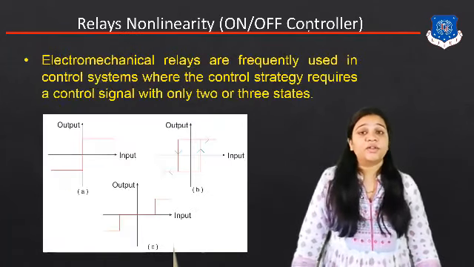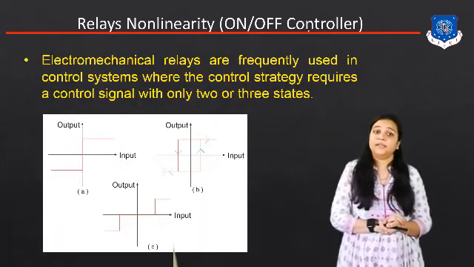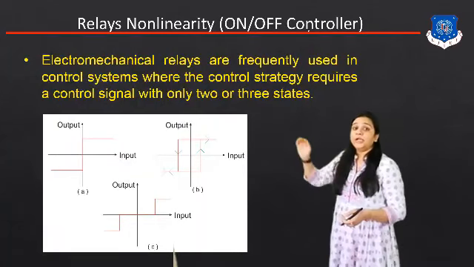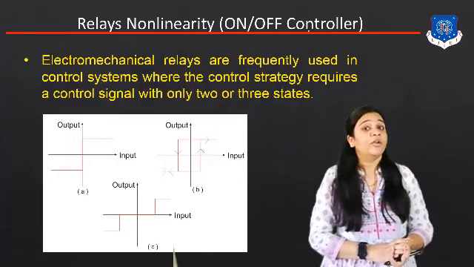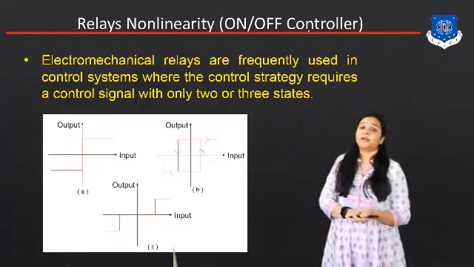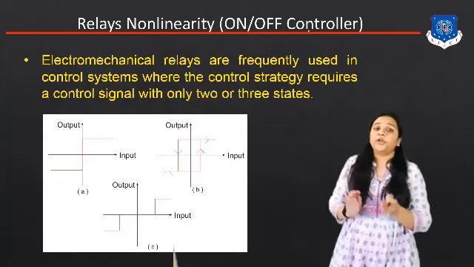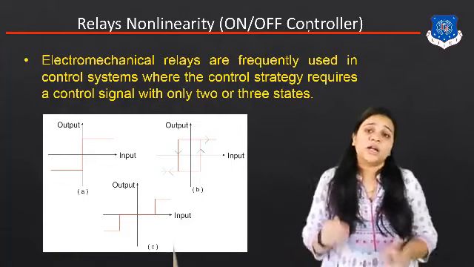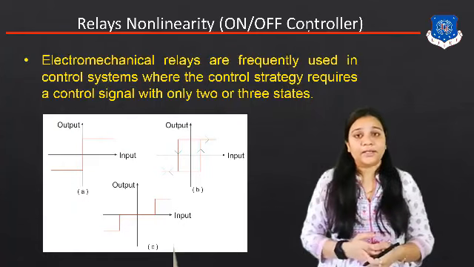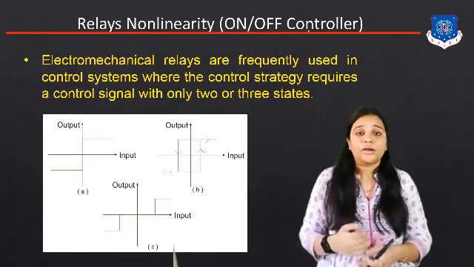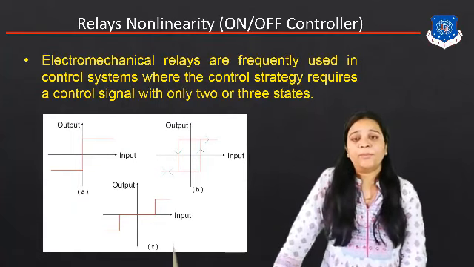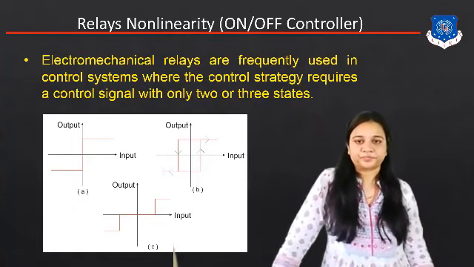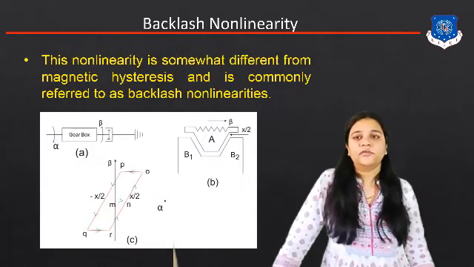Okay. The next one is the relay non-linearity. It is used for the on-off controller. Electromagnetic relays are frequently used in control systems where the control strategy requires a control signal with only 2 or 3 states. So generally, the relay non-linearity graph occurs when we deal with only an on or off controller. So this is simply the graph of the relay non-linearity.